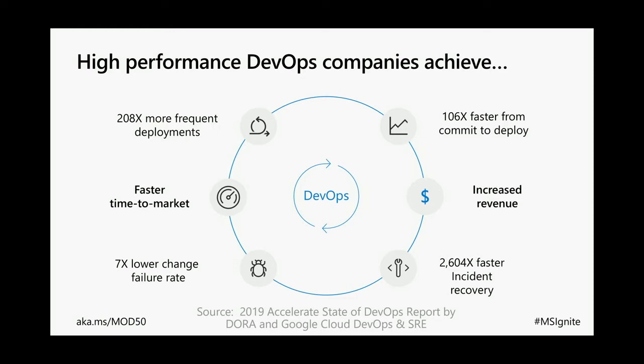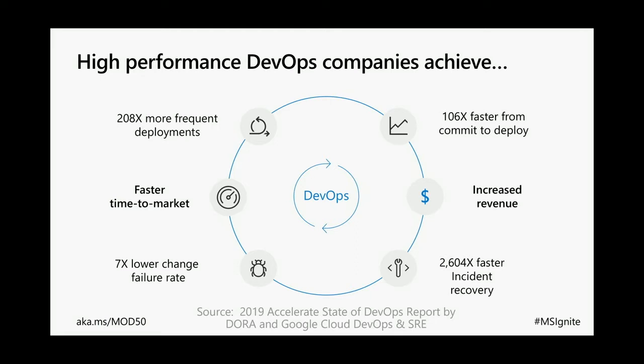And they interview high-performance DevOps organizations to find out what the key is to their success compared to people who might have no DevOps or a starting DevOps implementation. And this is what they found for 2019. 208 times more frequent deployments.